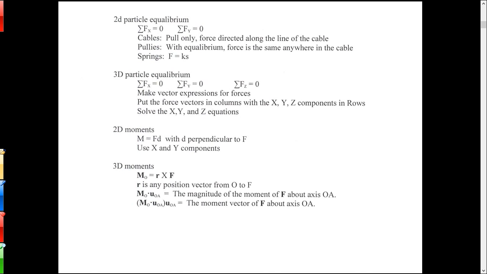Remember that r goes from the point to the force. Okay. And remember to do things in the correct way. Okay, I will look at your method, not just your answer, but your method. Okay, so show me the work. Okay, and then if we want a moment about an axis, we do a dot product. We dot the moment vector with the unit vector for the axis. Okay.